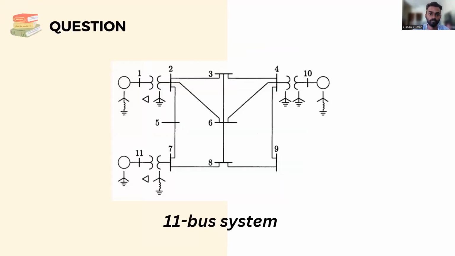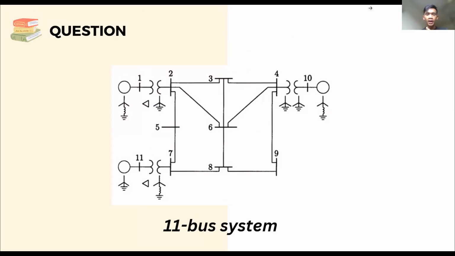So this is the journal that we have taken for this case study, whereby we have obtained our 11 bus system from this journal, and using that we have conducted our fault studies and the stability studies. Okay, so for the questions, this is the diagram for the 11 bus system.